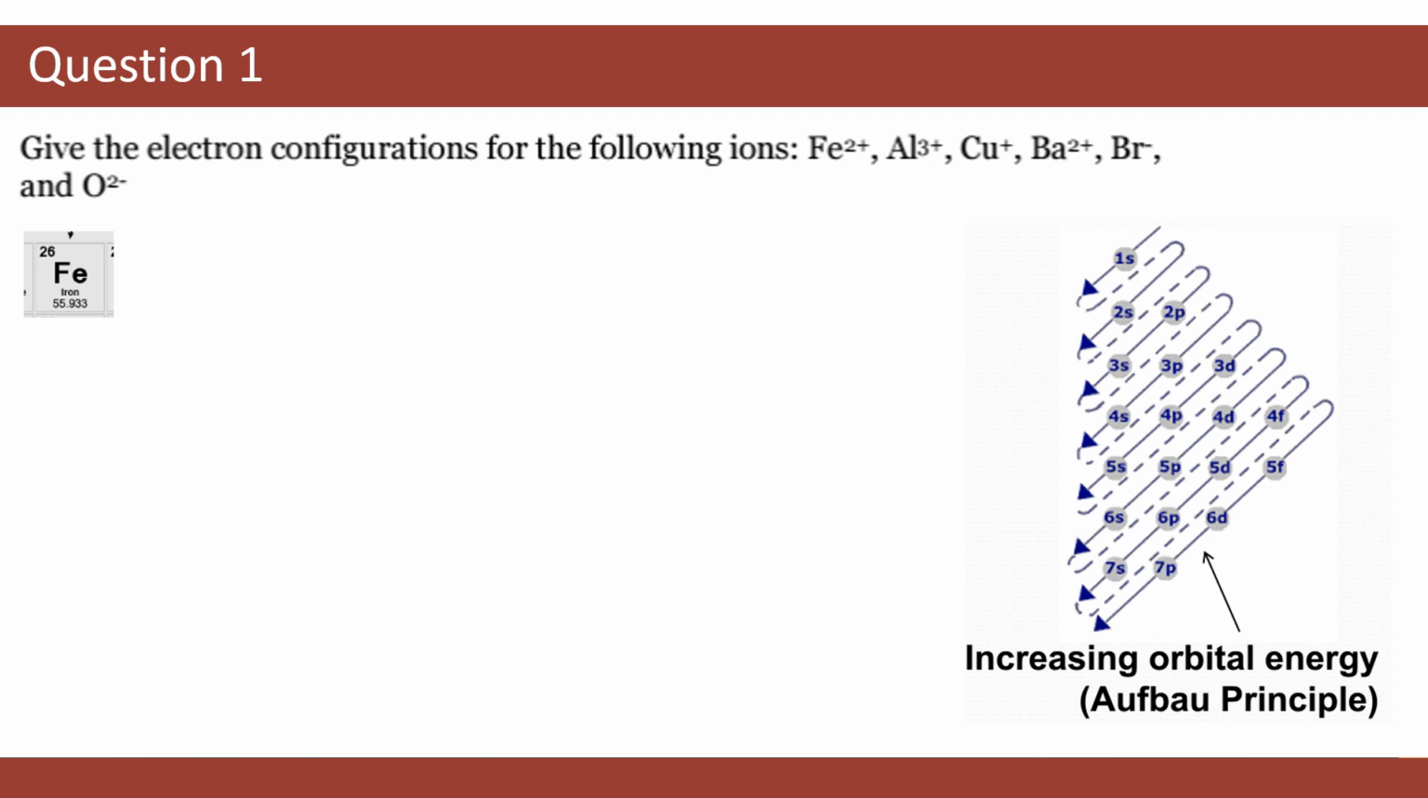So they are asking us, in this question, to write the electron configurations of some ions: Fe2+, Al3+, Cu+, Ba2+, B-, and O-. Before writing the electron configurations of ions, we should be able to write the electron configurations for the atom.